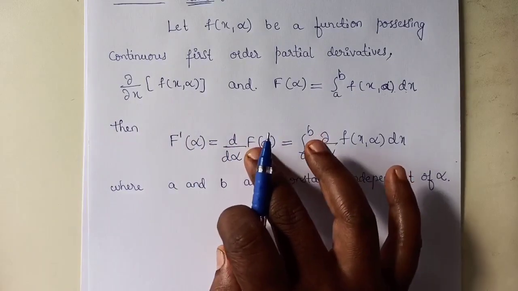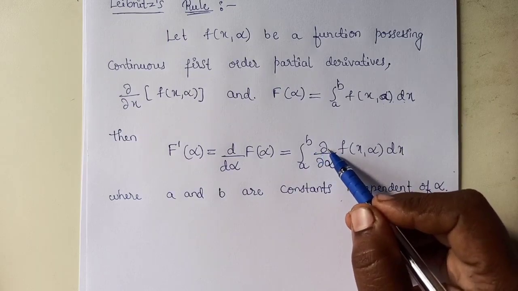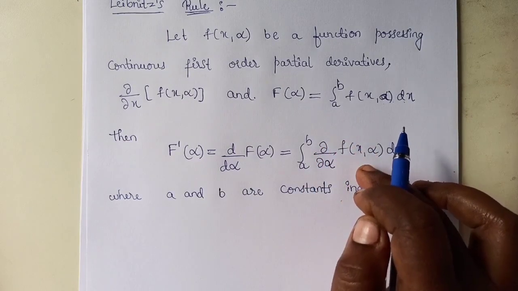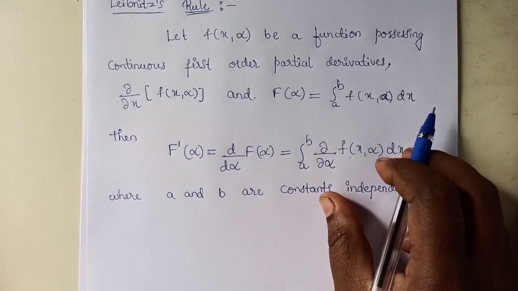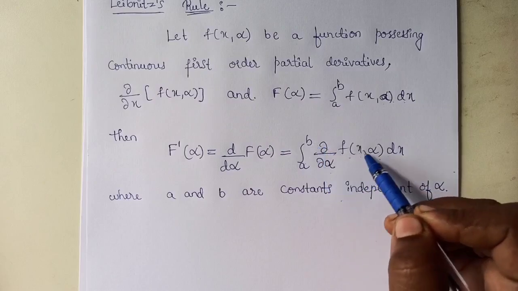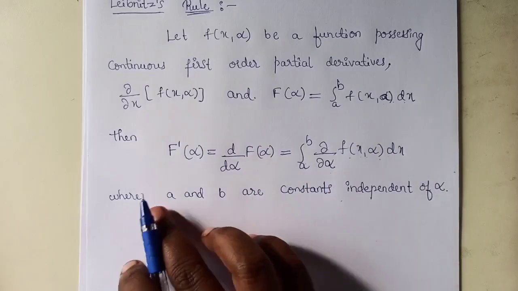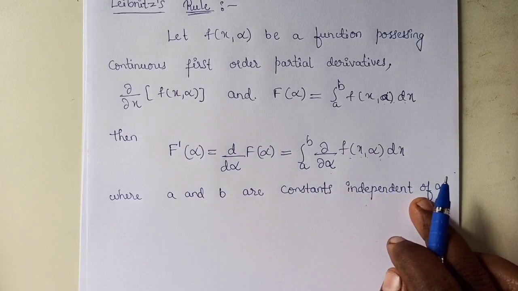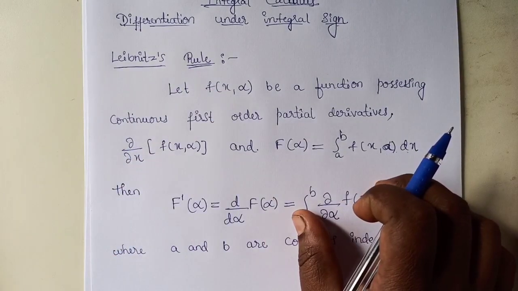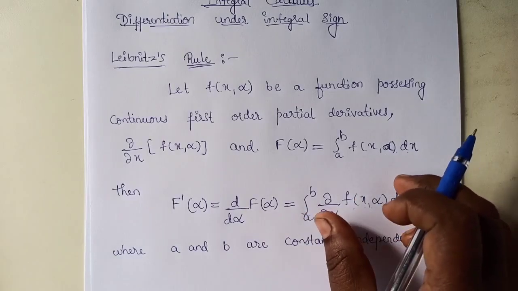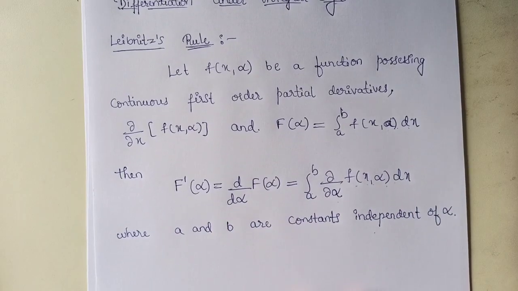the differentiation of this integral is equal to the integration from a to b of the partial derivative of this given function, that is ∂/∂alpha f(x, alpha) dx. This is the partial derivative of this function with respect to alpha, where a and b are constants which are independent of alpha. So by using the Leibniz theorem we can find the differentiation of the given integral using this formula. Let's see the problems.